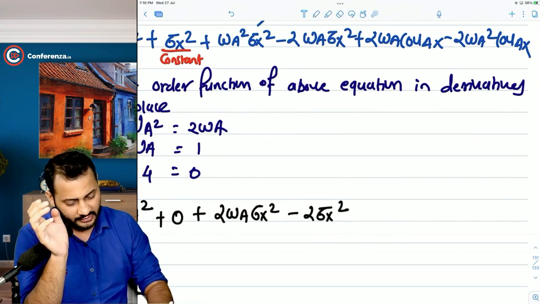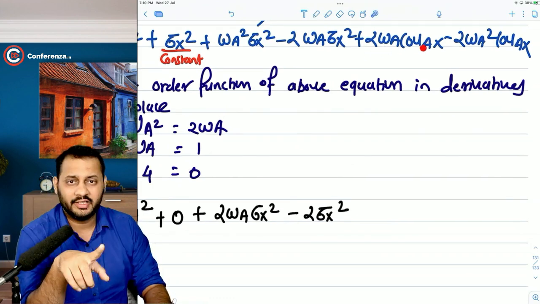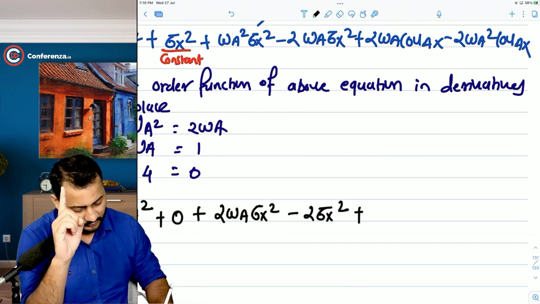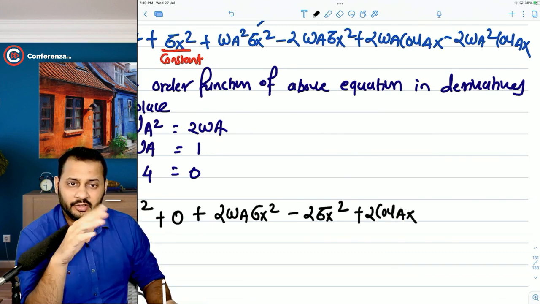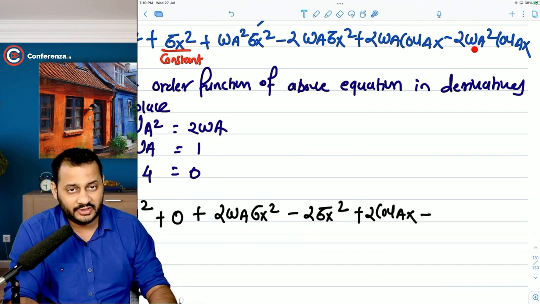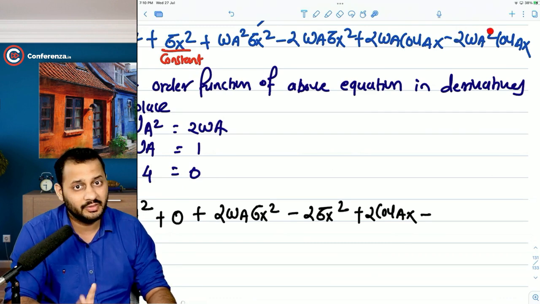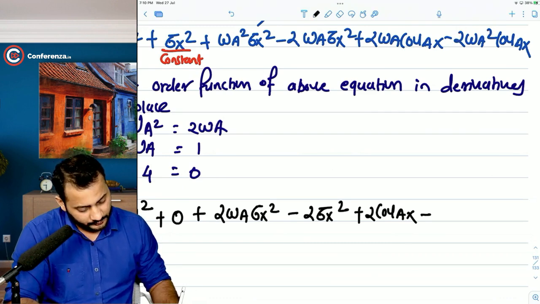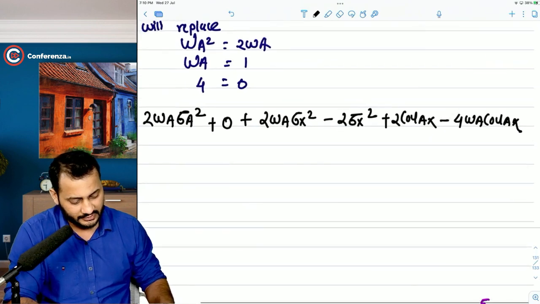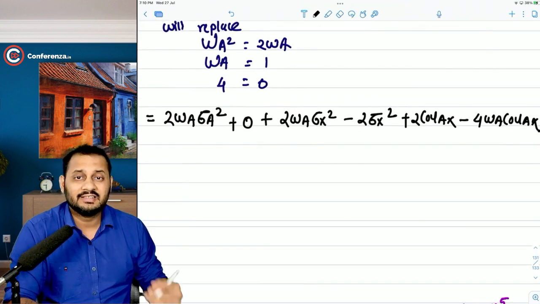Then this part, 2 weight of A covariance of AX. This weight of A again will become 1. I can just simply write down 2 covariance of AX. Weight of A will get removed. And minus, this weight of A square, in this 2 will come in front. So 2 multiplied by this 2 will become 4. So 4 weight of A will remain, covariance of AX. That's it. Getting it? This is the derivation.